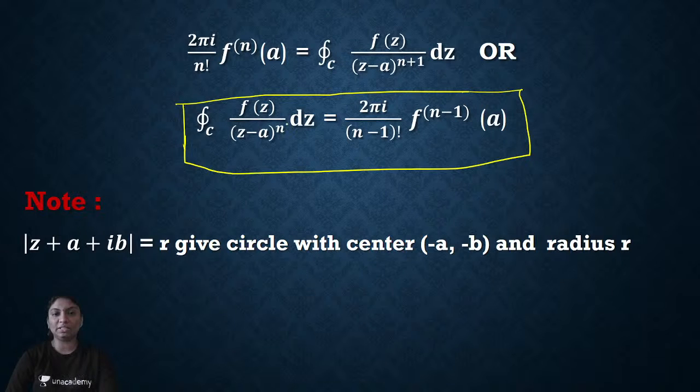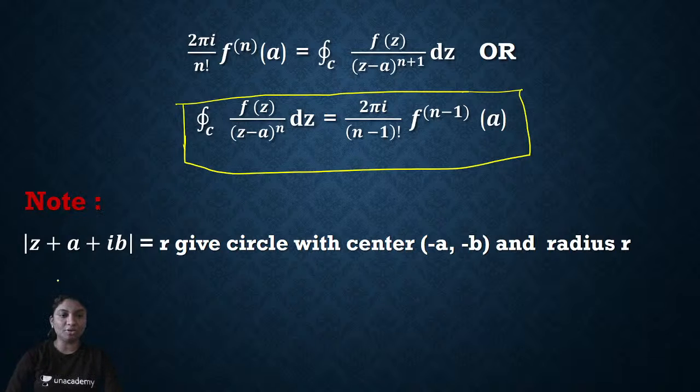So integral over C f of z upon z minus A dz is equal to 2 pi I upon n minus 1 factorial into f raised to n minus 1 at A. So here, how to find out the circle C, mod of z plus A plus IB is equal to R, gives the circle with center minus A minus B and radius R.